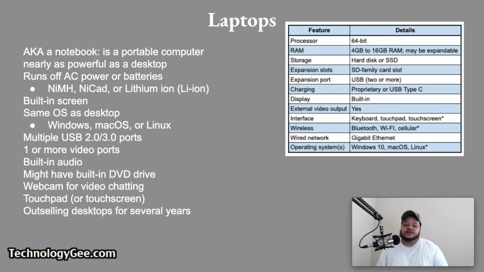They offer multiple USB 2.0 and 3.0 ports for expansion, as well as one or more video ports. They have built-in audio, and they might even have a built-in DVD drive. Laptop computers also include a webcam for video chatting and a touchpad, sometimes a touch screen, for mouseless control of the computer. With the similarities in performance between laptop and desktop computers, it's not surprising that laptop computers have been outselling desktop computers for several years. Here are some of the standard features and details for your average laptop out there on the market.